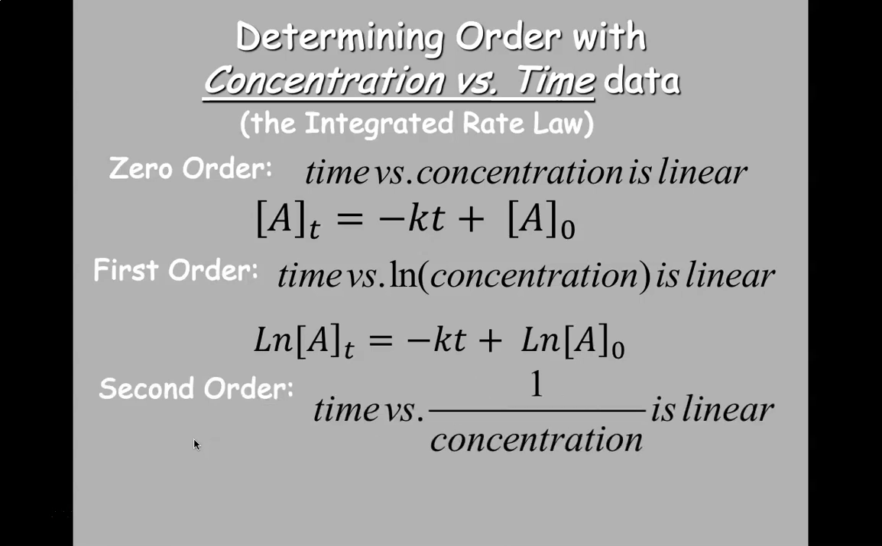And then we have second order. Time versus 1 over the concentration is linear. So if I were to graph time versus 1 over the concentration and it produced a linear line, then I end up getting this lovely equation. Again, still in the form of y equals mx plus b. Any questions?